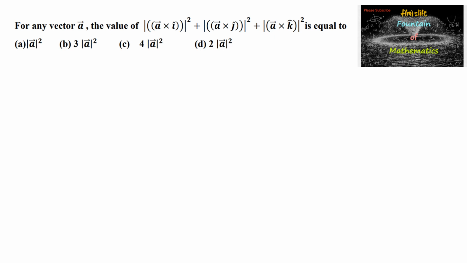For any vector A, the value of mod of A cross i square plus mod of A cross j square plus mod of A cross k square is equal to. Since it is given any vector, let us consider a simple vector since it is an objective type question. So let vector A is equal to 2 times i, so that its mod is 2 units. So mod A square will be 4.